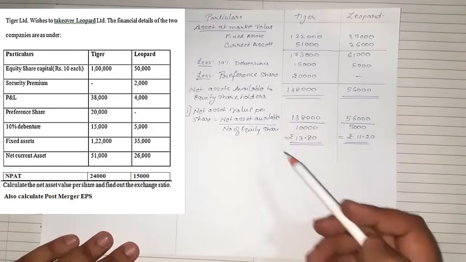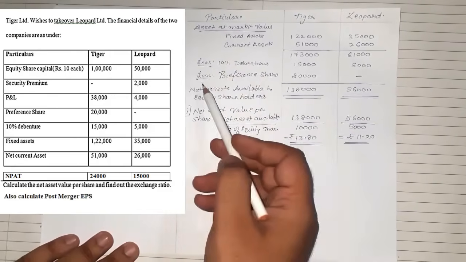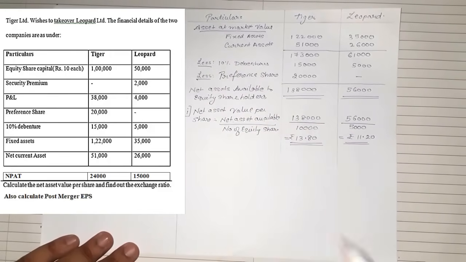Okay, this is how you need to solve. You need to take all the assets, less all the liabilities, less all preference shares. Whatever value you get is your net asset available to the equity shareholder, divided by the number of shares. You get the value of share as per net asset method. That's the first part of the sum.